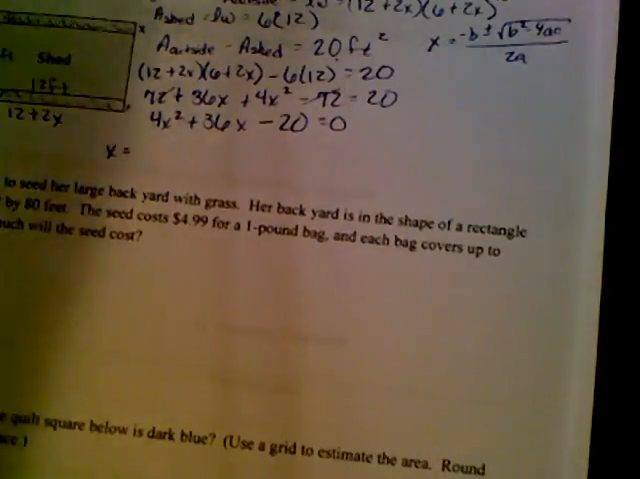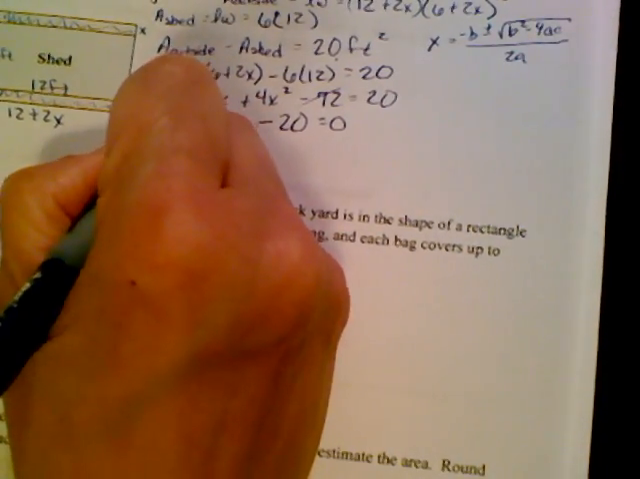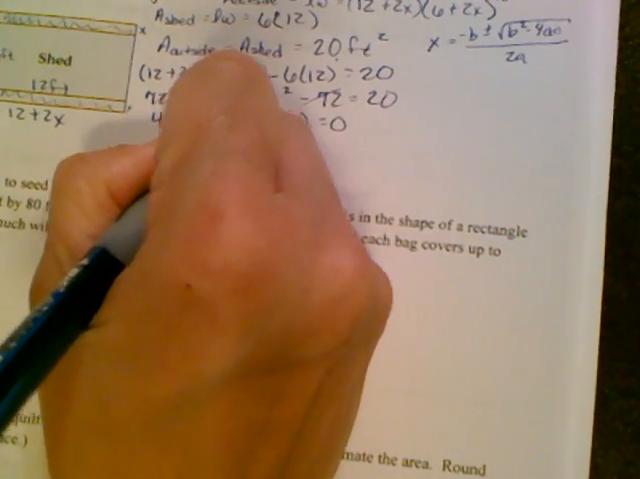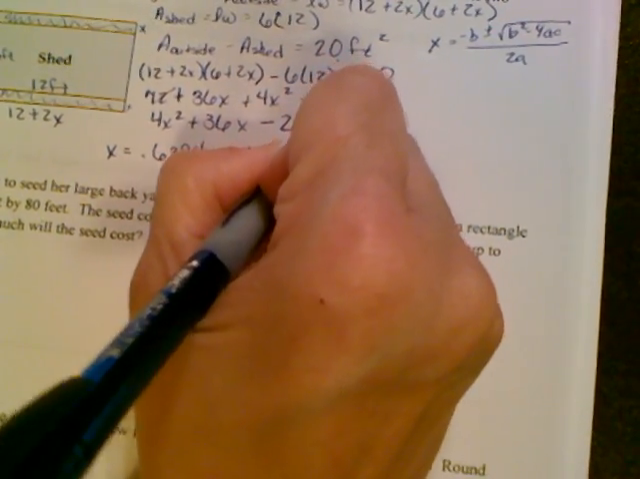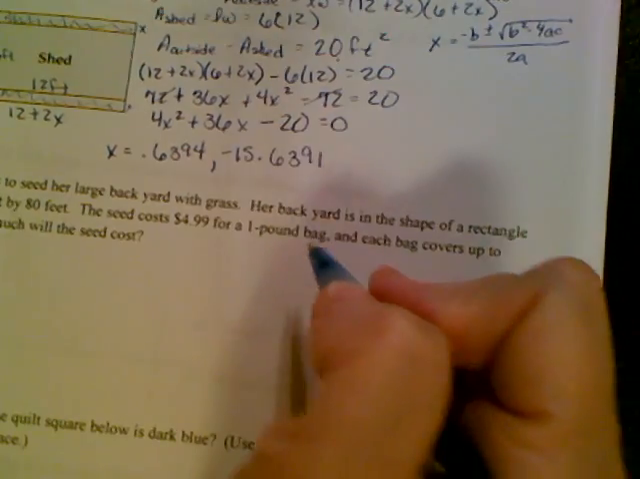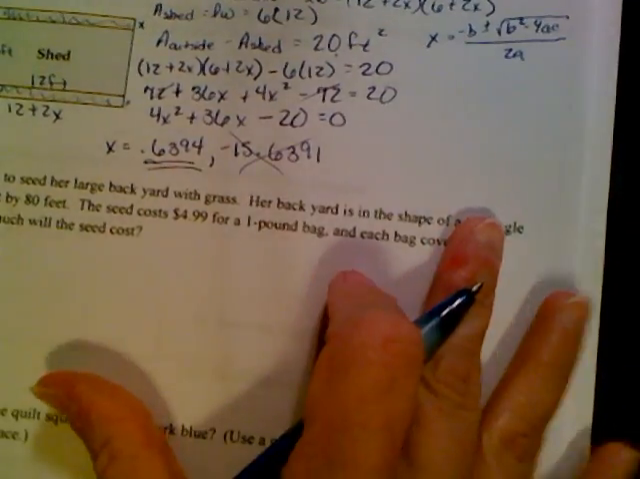By using the quadratic formula, putting in the numbers, putting it in my calculator, I get x as 0.6394 and negative 15.6391. Well, I know that I can't have a negative distance, so I can knock that one out. That tells me that x is this.